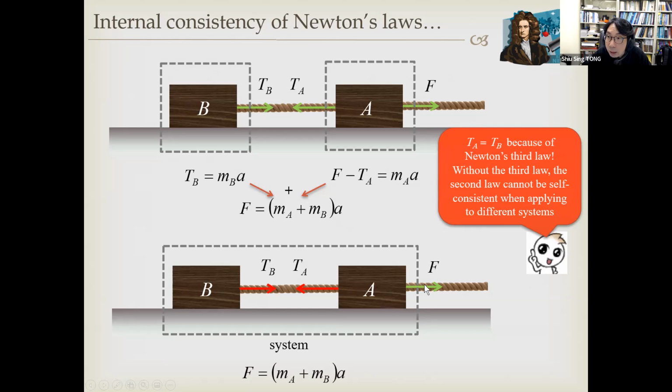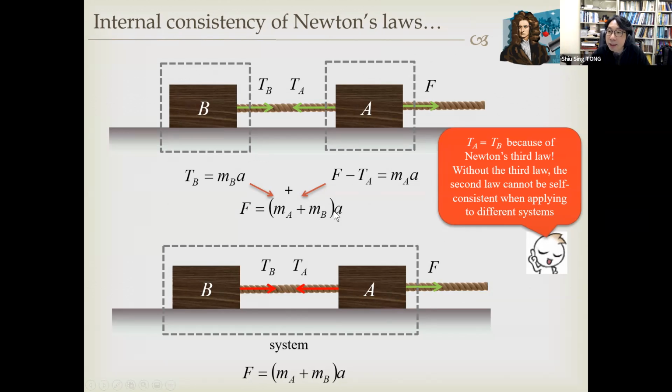And the only external force acting on the system is F. Is that right? The internal force doesn't count. They are internal interactions. And when I draw a free body diagram including the two bodies, the internal force between the members of the body doesn't count. And so I only have one external force, that is F. So the equation of motion is F equals (ma plus mb) multiplied by A.